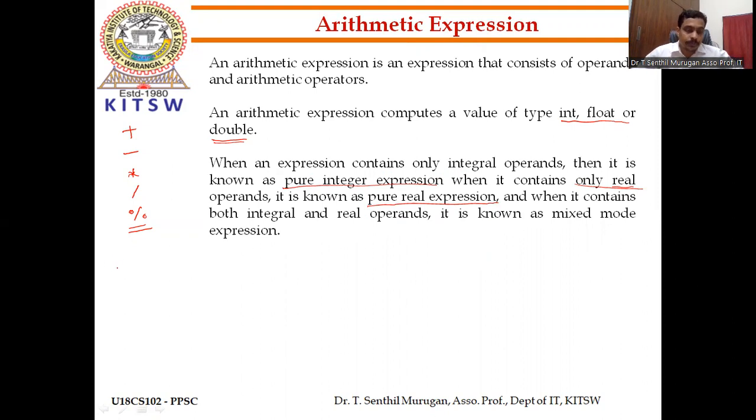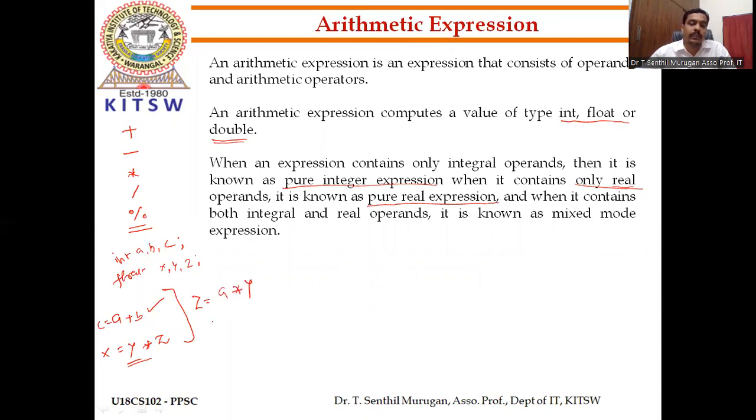For example, int a, b, c and float x, y, z are declared variables. If I use c equal to a plus b, this is a pure integer expression. x equal to y into z is a pure real expression. Where the combination is there, it is mixed mode. For example, z equal to a into y. If we use that, it is a mixed mode expression.